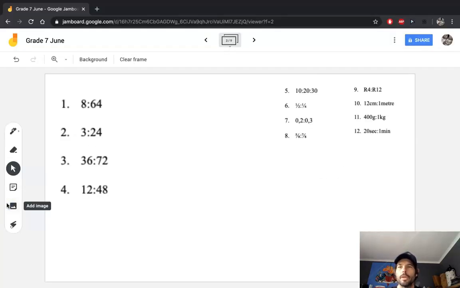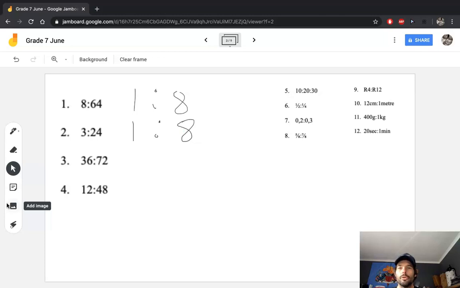Okay, so your ratios on the screen. Looking at the first one, 8 is to 64. You should recognize that both 8 and 64 are in the 8 times table, so both numbers can be divided by 8. So your simplified ratio there is 1 is to 8. 8 divided by 8 is 1, 64 divided by 8 is 8. 3 is to 24, again, recognize that both numbers are in the 3 times table, so 3 divided by 3 is 1, and 24 divided by 3 is 8, so we have 1 is to 8 again.